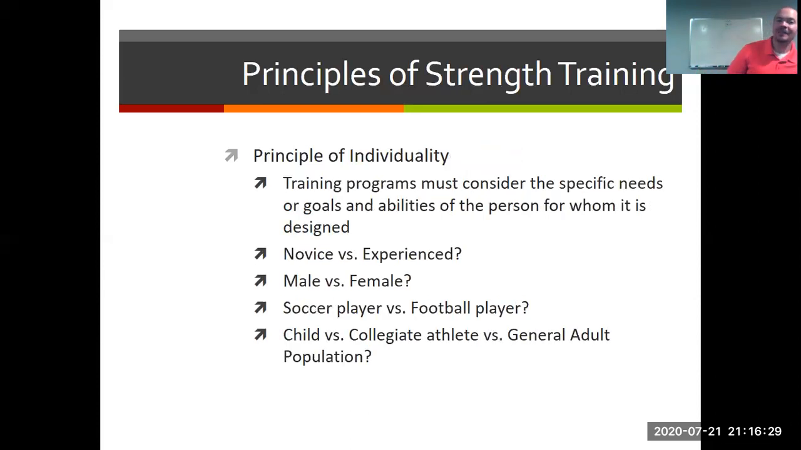The principle of individuality. Training programs must consider the specific needs, goals, and abilities of the person for whom it is designed. Are they a noob or a veteran? Male or female, tall or short, soccer player or football player?